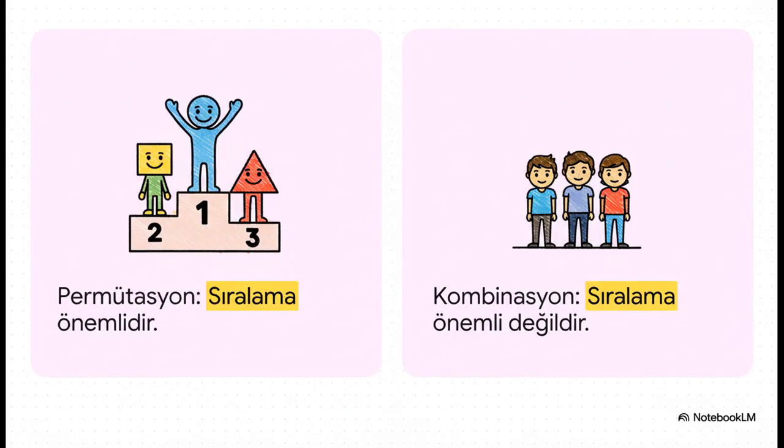Let's look at a classic example here, permutations versus combinations. So many students mix these up, but the difference is actually incredibly simple. You just have to ask yourself one question. Does the order matter? If you're picking a president and a vice president, order matters, right? That's a permutation. If you're just picking a committee of 3 people, order doesn't matter at all. That's a combination. It's really as simple as that.